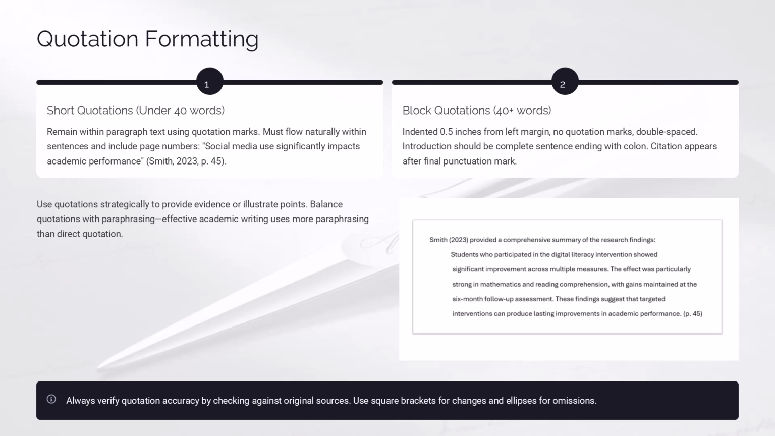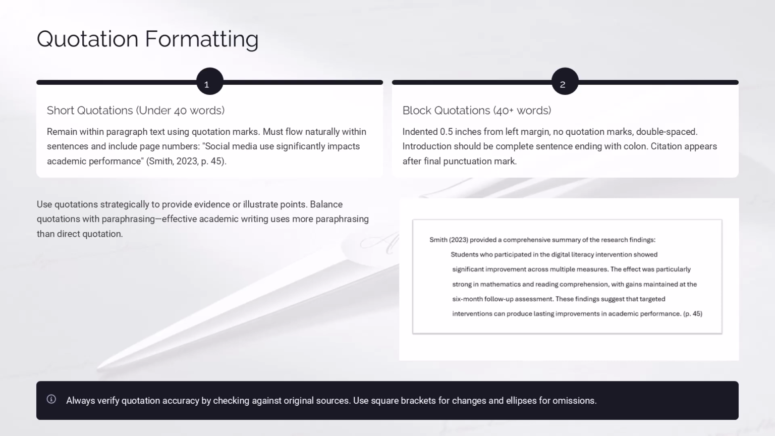Place the page number after the closing quotation mark, but before the sentence's final punctuation. When quotations end sentences, the period goes after the citation rather than before it. This placement ensures that the citation is clearly connected to the quoted material. However, when quotations appear mid-sentence, punctuation follows normal patterns.